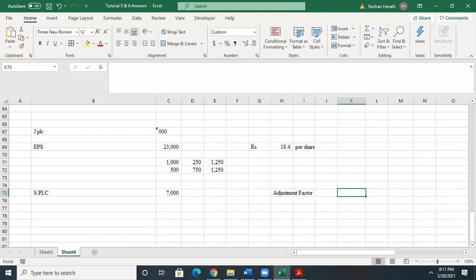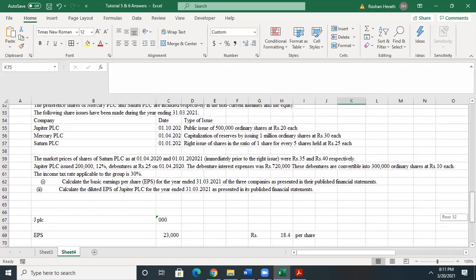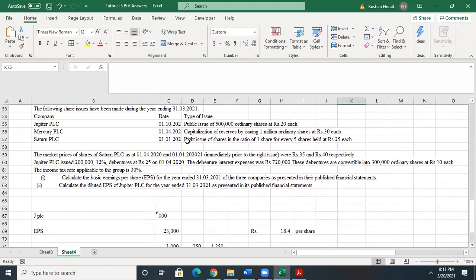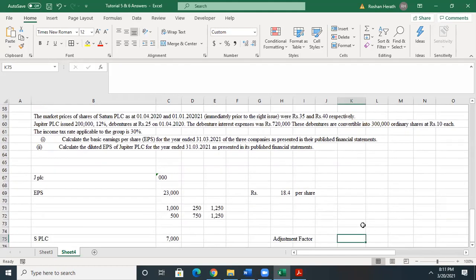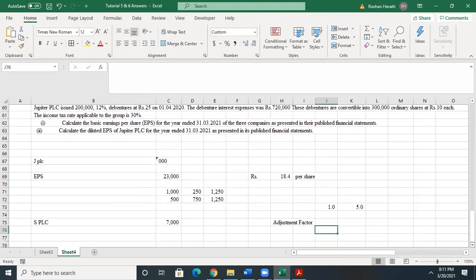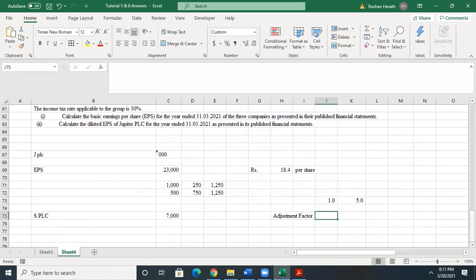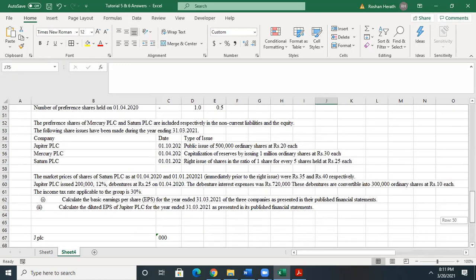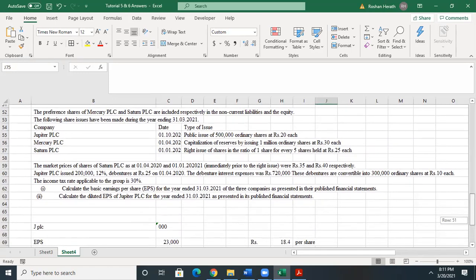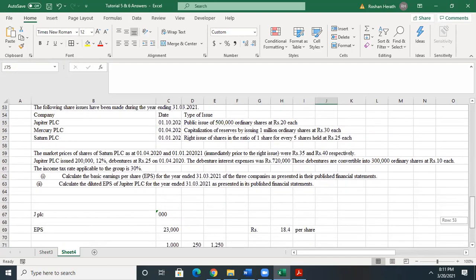So it's simple. You need to see what is the total consideration. You can see that you are issuing rights for every 5 shares. You are going to issue one. Right. So it's one for every 5 shares. So let us look at what is the total consideration in this situation.